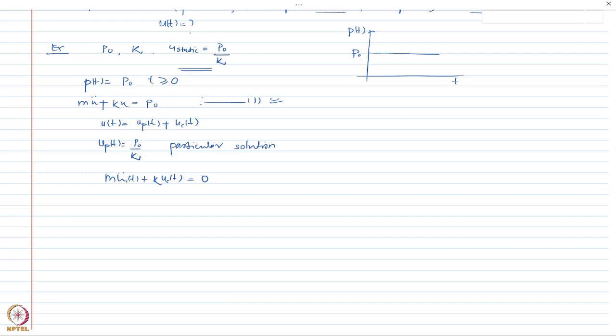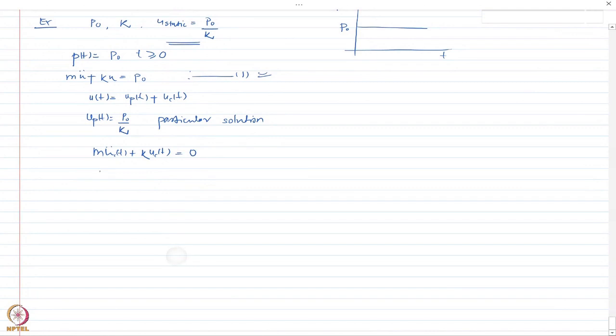Okay, so for this kind of differential equation, I'm going to assume my uc of t as e to the power lambda t. When I substitute in the above equation, what do I get? m lambda square, because it's a double differential, e to the power lambda t, plus k e to the power lambda t. So it should be m lambda square plus k equal to zero.